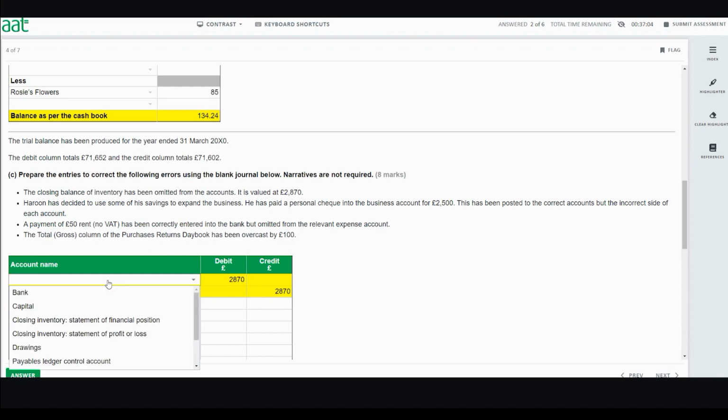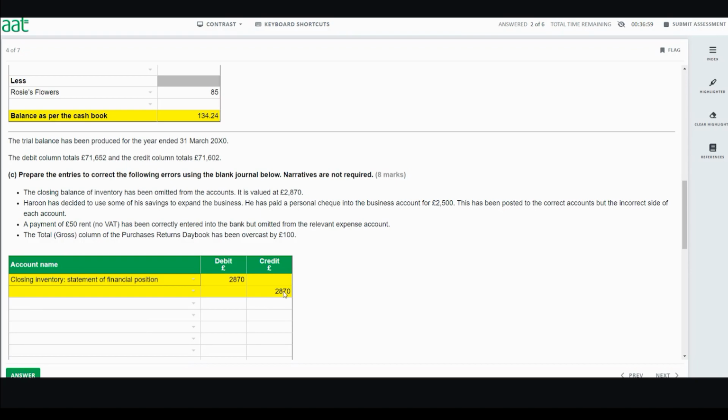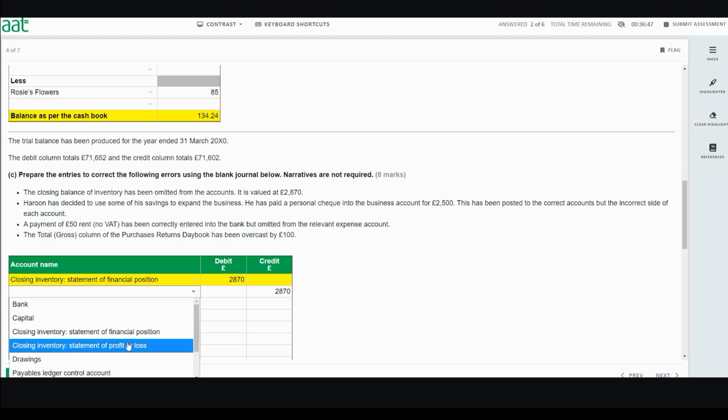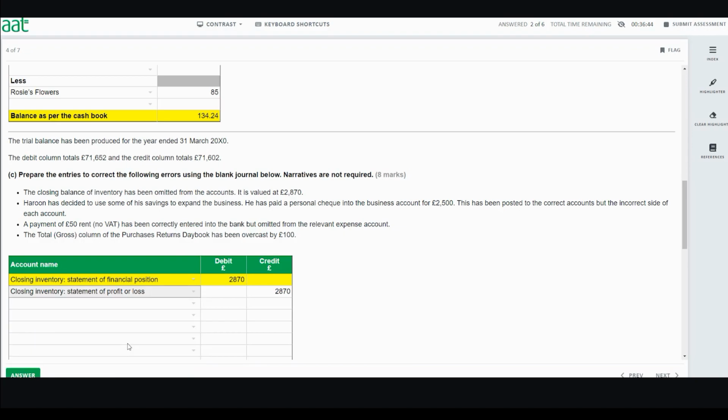Okay, debit and credit. So you've got to remember now, where do they go? Well, we know that the statement of financial position is an asset because that's your inventory, that's your current asset. Okay, so we're putting it into the statement of financial position and we're taking it out of the statement of profit and loss. Okay, so I always remember it's going into the statement of financial position because it's a current asset, and it's coming out of the P&L because it's closing inventory and we're transferring it.